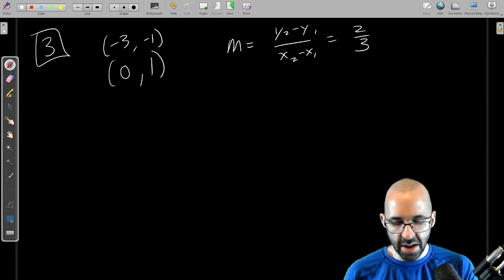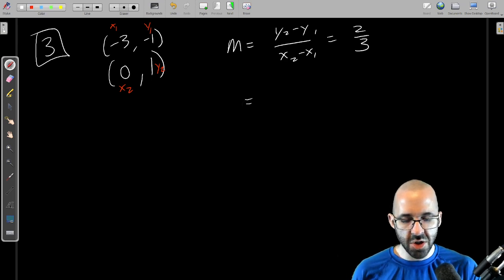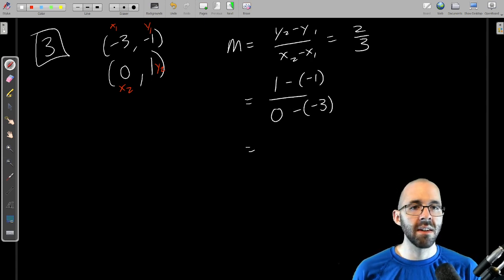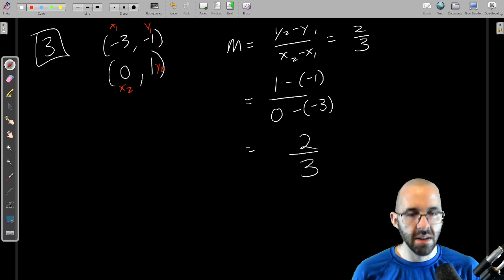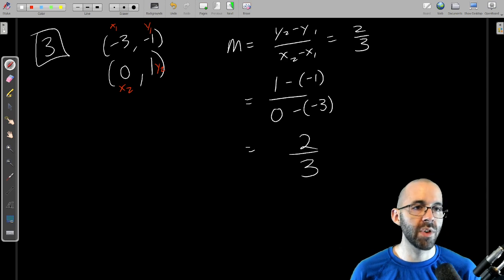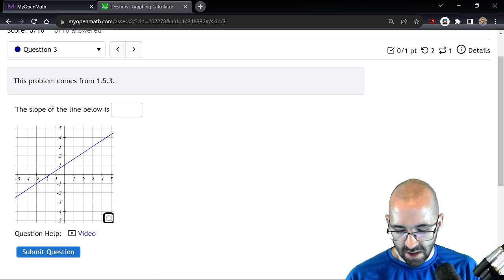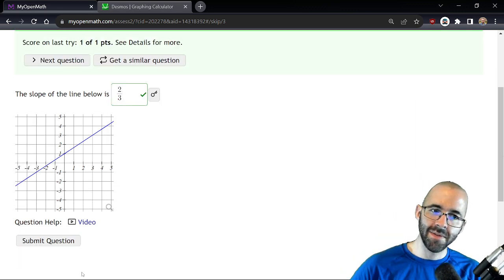And if we use the formula, this is our first y, this is our second y, this is our first x, second x. If we use the slope formula, we should get the same thing. Second y minus the first y, second x minus the first x. Minusing a negative is adding. 1 plus 1 is 2. 0 plus 3 is 3. Great. Both formulas give us the same answer of 2 over 3. Let's see if the computer likes it. Got it.